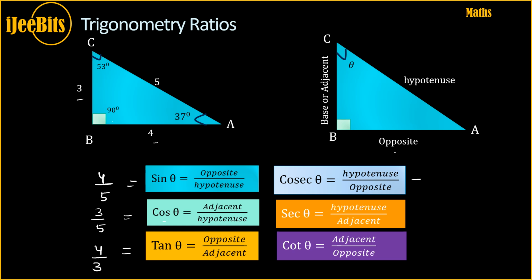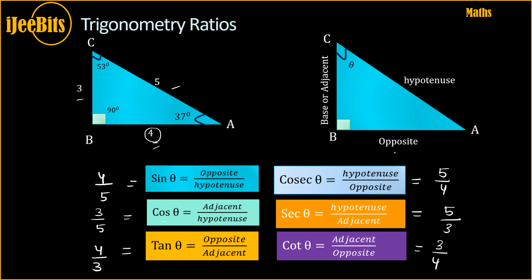Similarly, cosecant theta is hypotenuse, which is 5, over opposite, which is AB, right? The AB value is 4, so 5 over 4. Secant theta is hypotenuse, 5, and adjacent, BC, which is 3. Similarly, cot theta is adjacent by opposite. What is adjacent? BC, right? BC means the value 3, so 3 over opposite, which is 4. So there is no confusion.